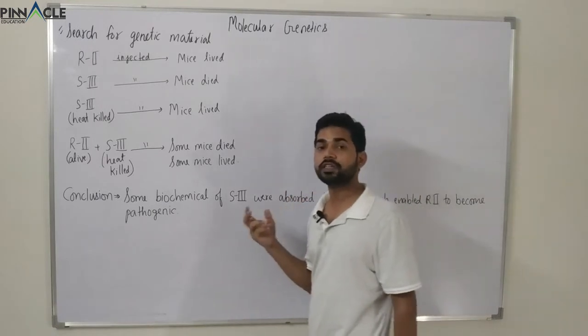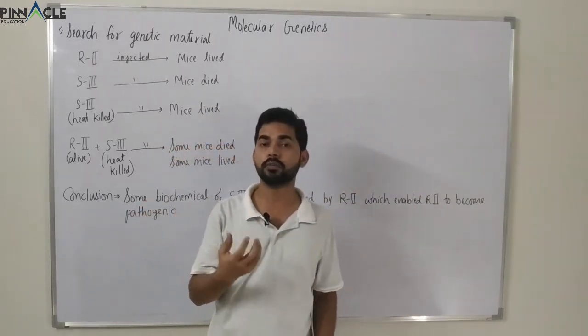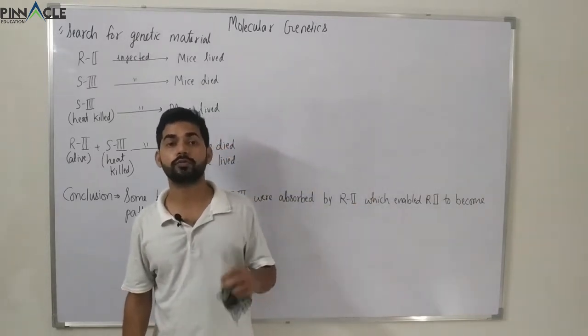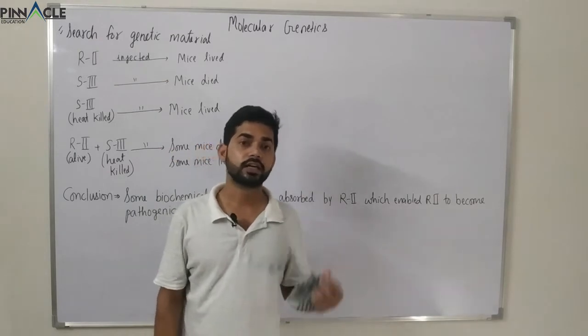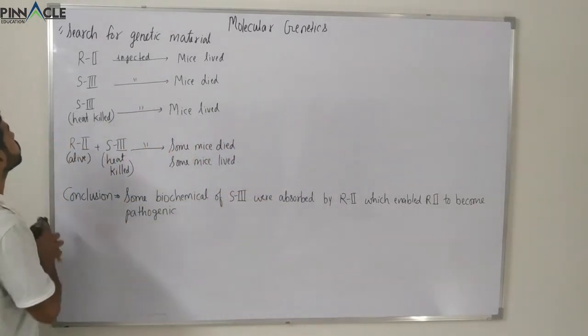So this was the first experiment that gave scientists some hint about the biochemical nature, but it did not provide any concrete proof of which chemical caused this transformation. So we have to study more experiments about this also.